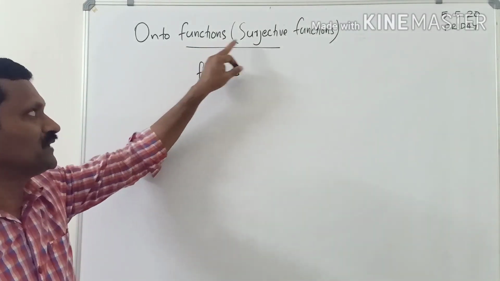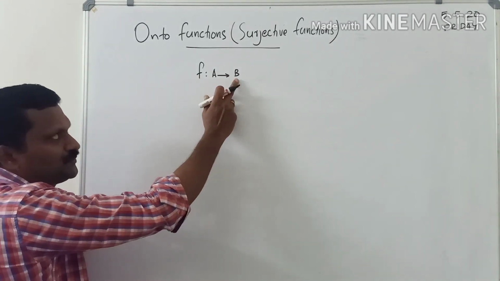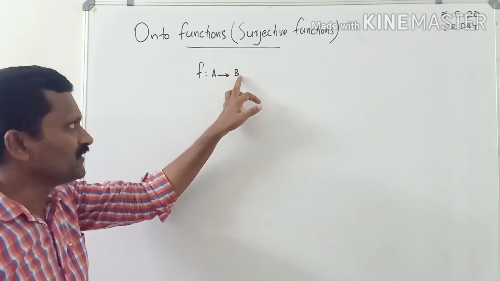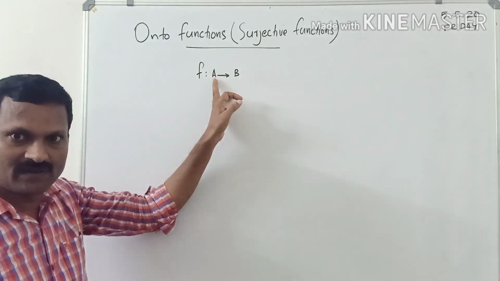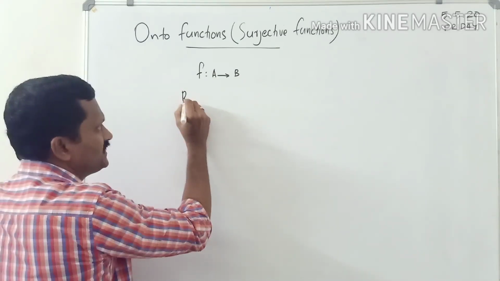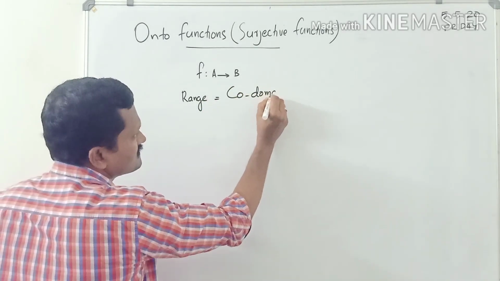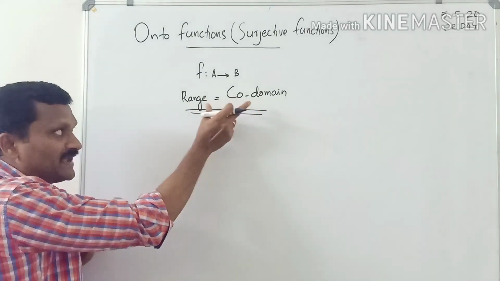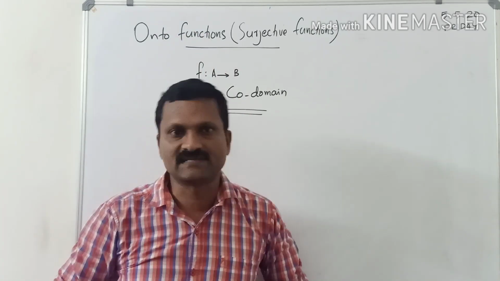Next, onto functions or surjective functions. A function f from A to B is said to be surjective if every element in the codomain B has at least one pre-image in A. That is, range equal to codomain. If range and codomain are equal, such functions are called onto functions.